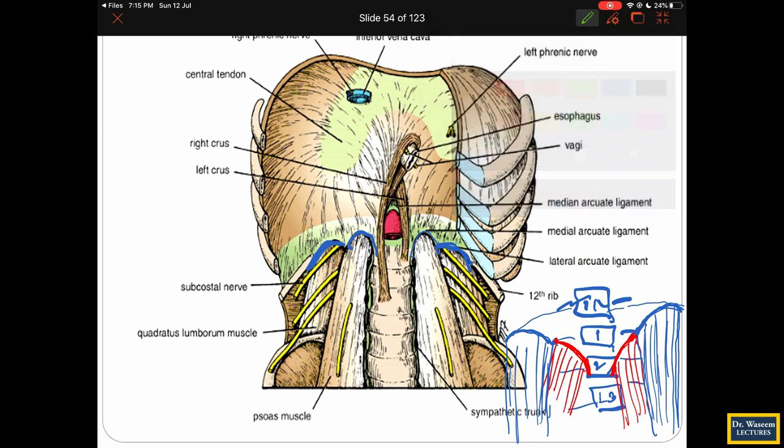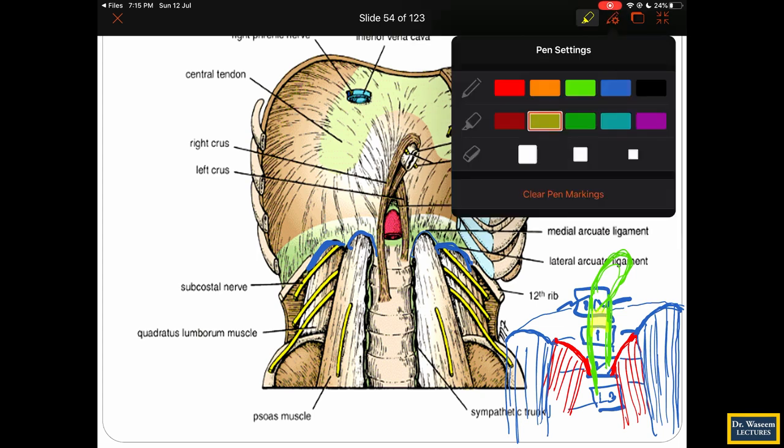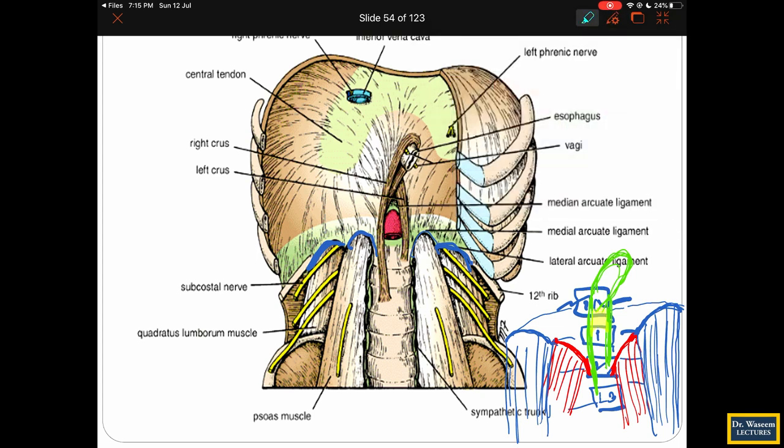And you have already seen from here your right crus, and from here your left crus. And in between both of them, you know that already there was the median arcuate ligament also. This was your median arcuate ligament.